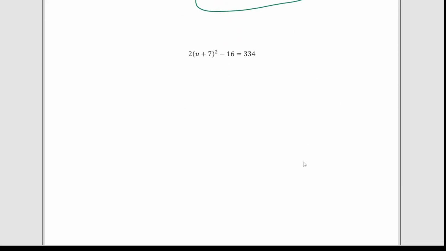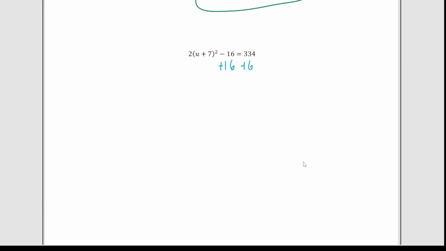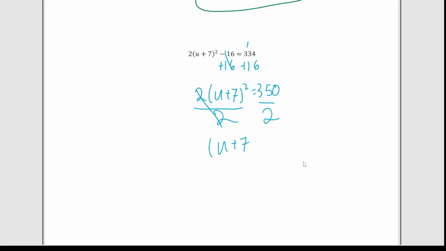For this next one, I need to undergo the same sort of process, so I first want to undo subtracting 16 by adding 16 on both sides. So then I get 2 parentheses u plus 7 squared is equal to, and if I'm adding that up, 4 plus 6 is 10, carry the 1. That gives 5, so that would be 350. Then divide both sides by 2. I get u plus 7 squared is equal to 350 divided by 2 gives you, what, 175, I believe.